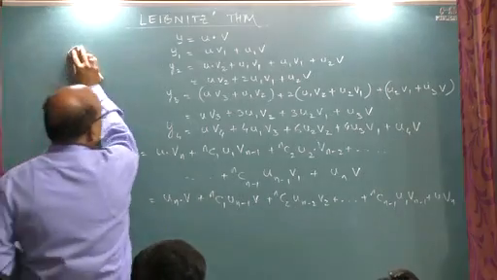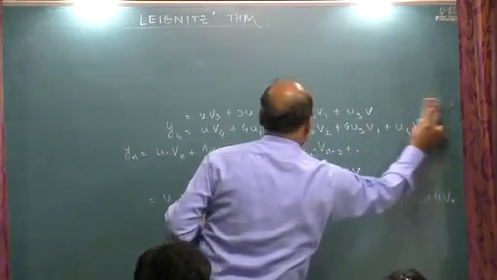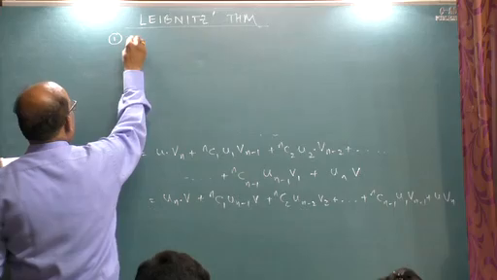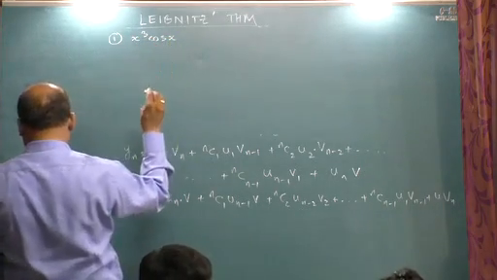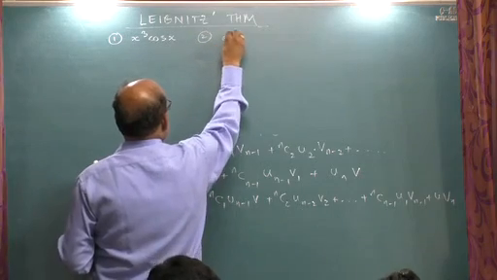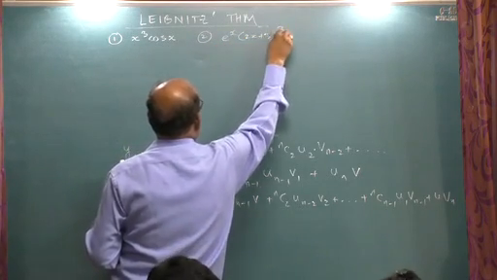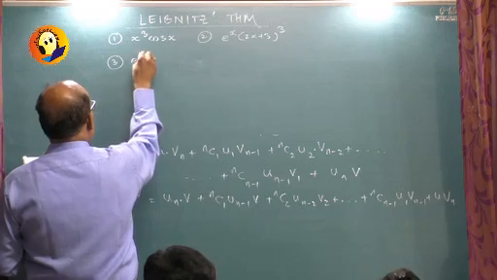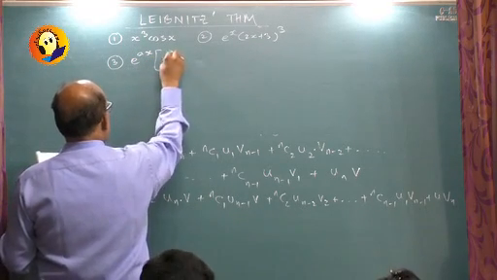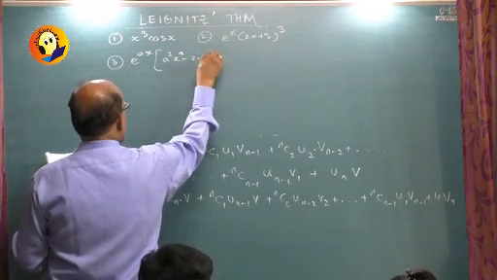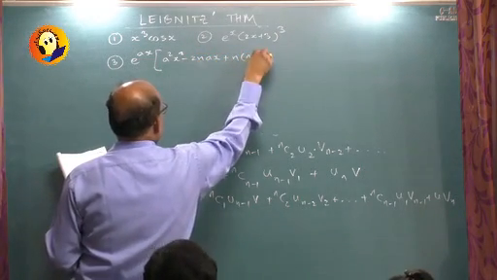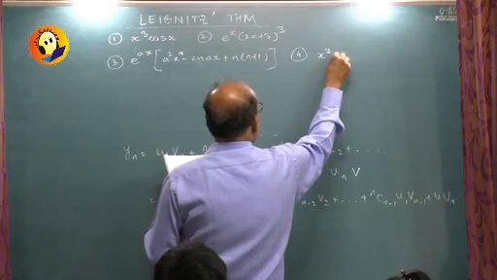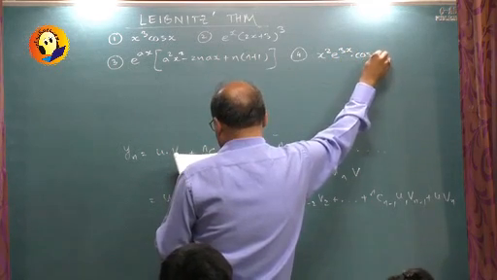So the set of problems is now: find the nth derivative. First one is x cube cos x. Second one is e raised to x into 2x plus 3 bracket cube. Third one is e raised to ax into bracket a square x square minus 2n ax plus n into n plus 1. And fourth one is x square e raised to 3x cos of 4x.